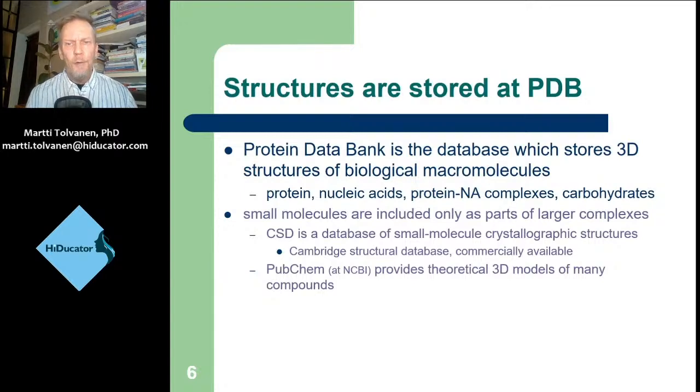So it's a repository for three-dimensional structures of biological macromolecules, meaning basically proteins and nucleic acids and their complexes. We don't have large collections of small molecules there, only if we happen to have a drug or a ligand, which is a small molecular compound, bound to a protein. They would be around as byproducts. If you want small molecules, there's the Cambridge Structural Database, which is commercial, and PubChem, which provides three-dimensional models of smaller compounds.